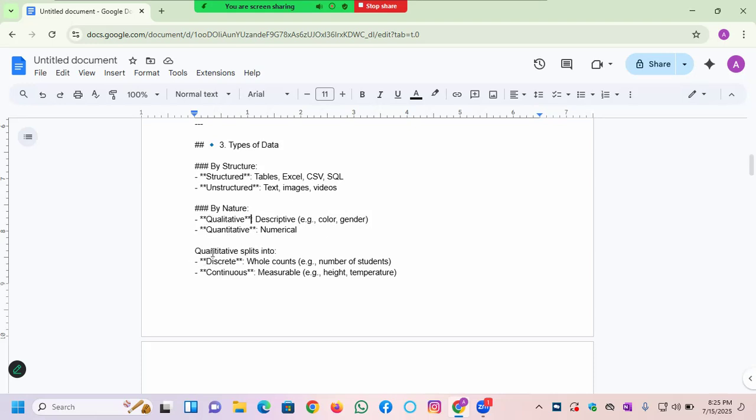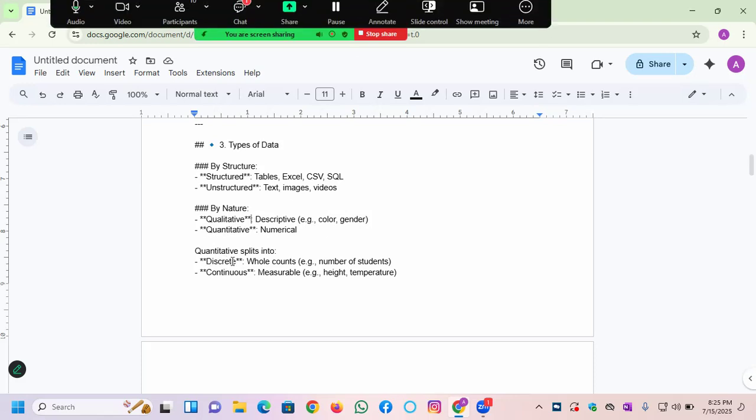So now under quantitative data, we can split it into two. We can split it into discrete and continuous, right? Now under discrete, what do we mean?